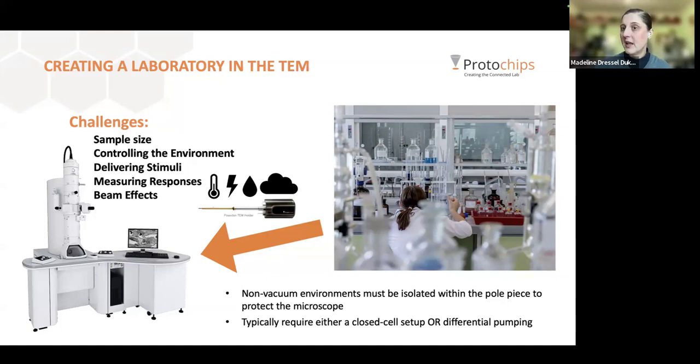Ideally, you want to be able to deliver stimuli, which can be things like temperature or electrical. You want to be able to measure what's changing, and know what temperature the sample's at at any respective time in the experiment. And you have to think about beam effects, because when we add things like liquid or gas, the beam is also interacting with those, and they can interact with our sample. So in general, for in situ work that requires a non-vacuum environment, you're going to utilize a closed cell type of setup, or in some cases, a differential pumping setup.